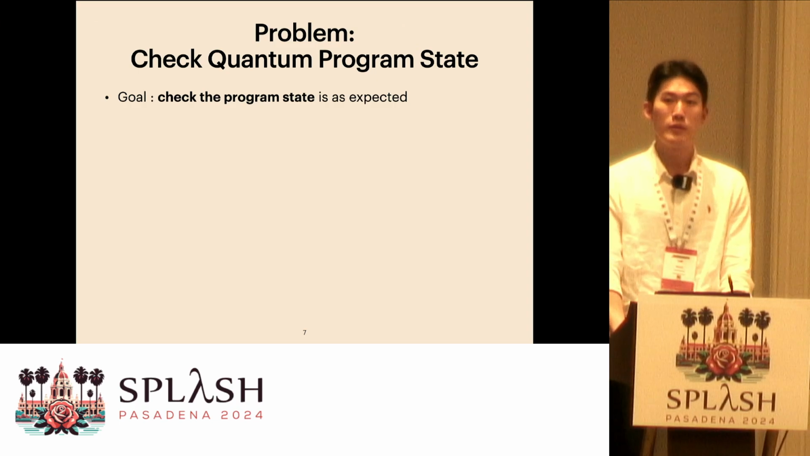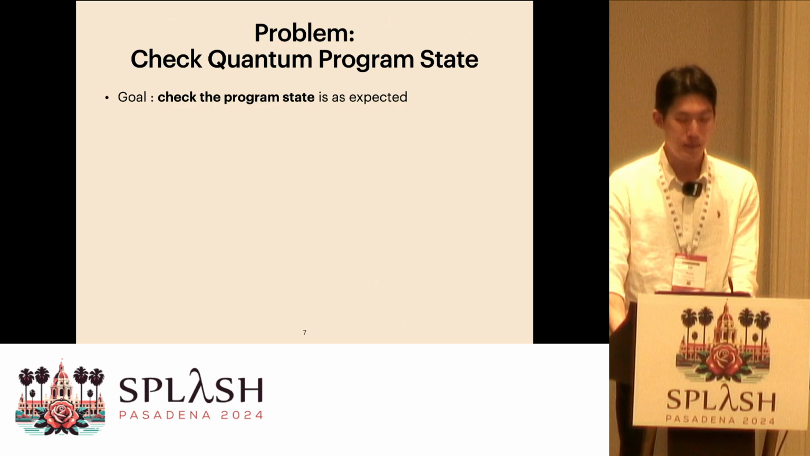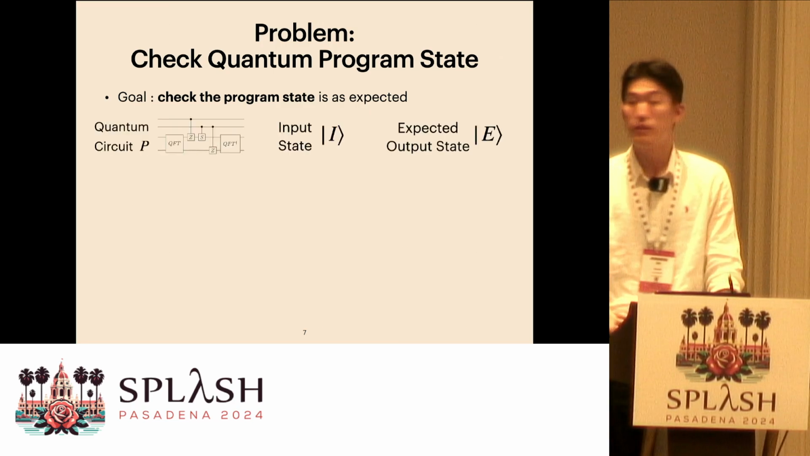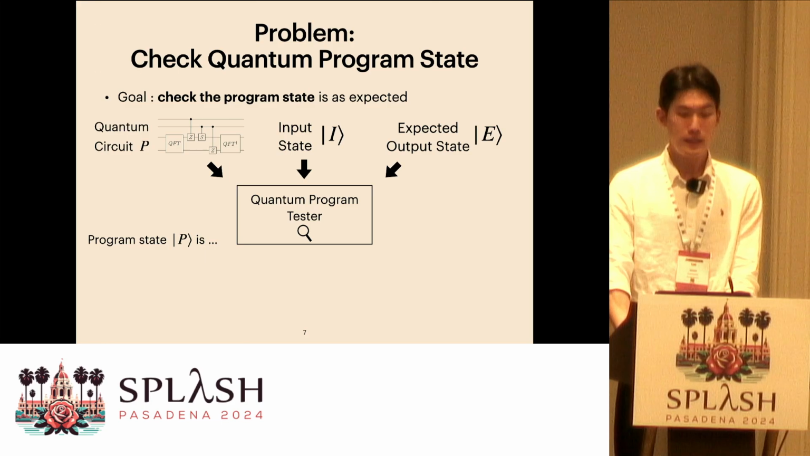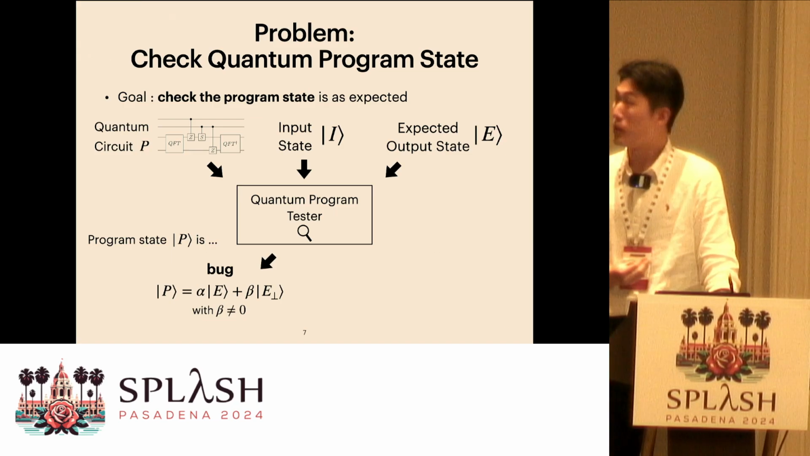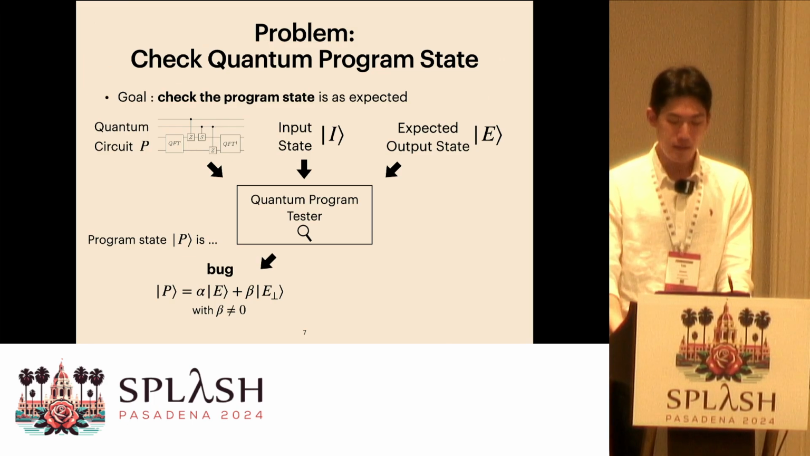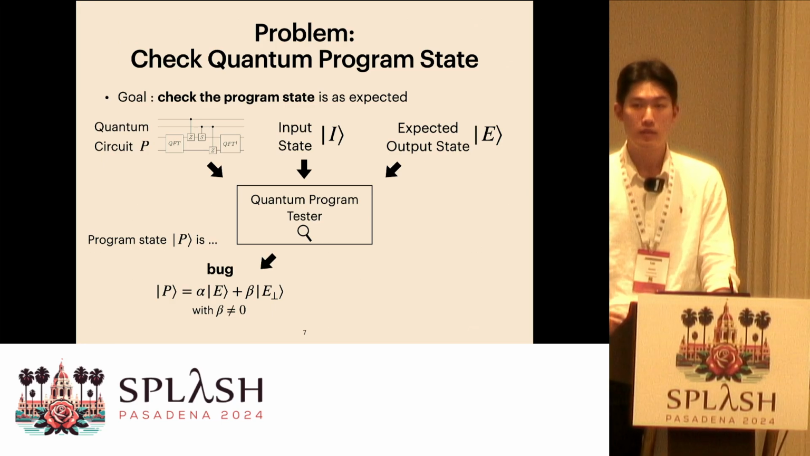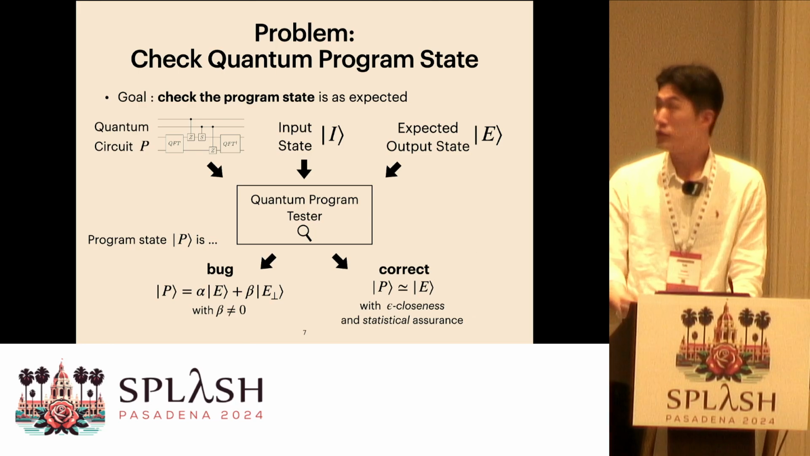So this is the problem definition for our work. The goal is to determine whether the program state matches the expected outcome. First, we need the quantum circuit, the input state, and the expected output state. Then we evaluate the program state |p⟩, leading to one of two results. In the first case, we detect a bug, which is the unexpected term |e⊥⟩. In another case, we find that the program state is nearly correct with epsilon closeness with statistical confidence. I will explain why I said statistical assurance a few slides later.